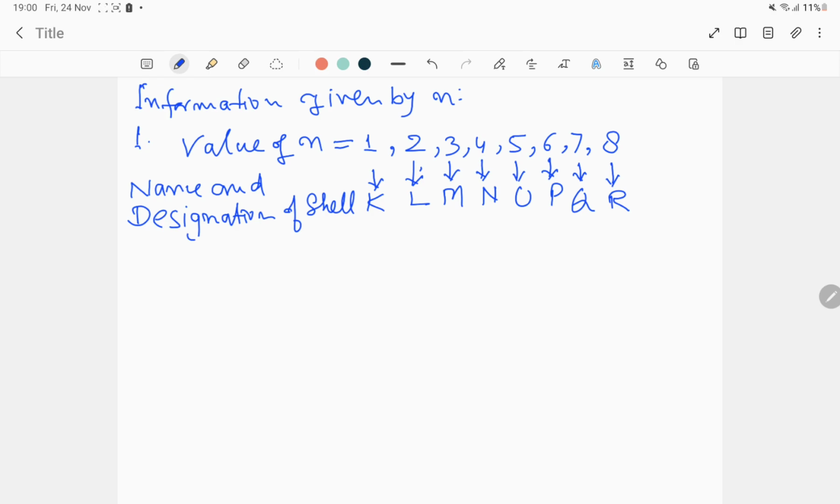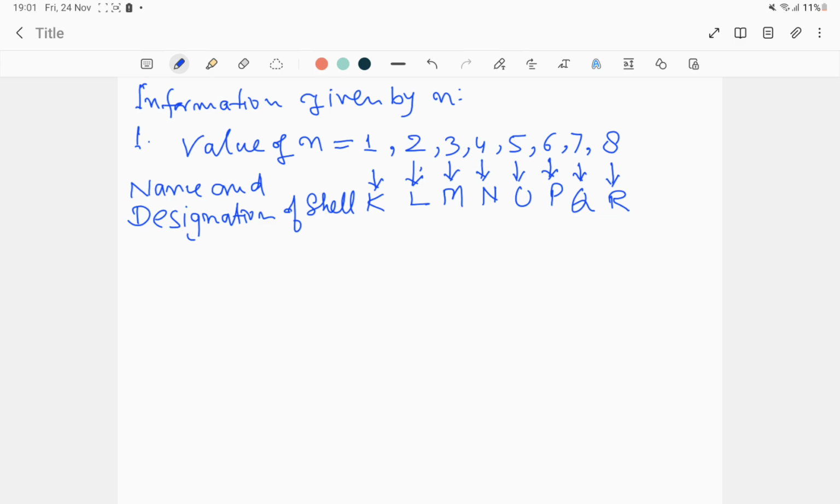There is no full form of K, L, M, N, O, P, Q, R. It is only alphabetical representation of shells in chemistry, and shell name is represented in capital letters.